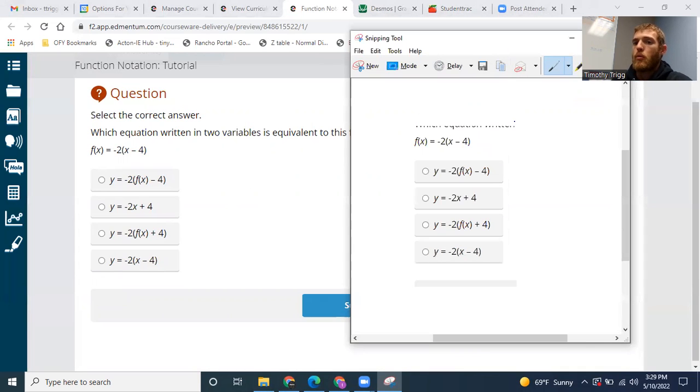Now, when you see f of x, it's a little confusing when you first see it, because remember I've been saying that when you see something right up against parentheses, that means it's multiplied, right?